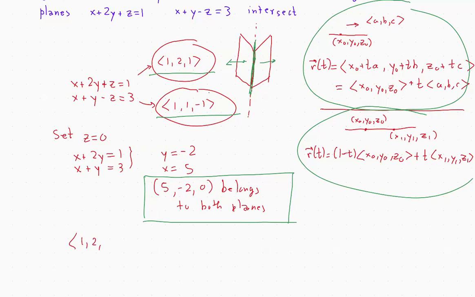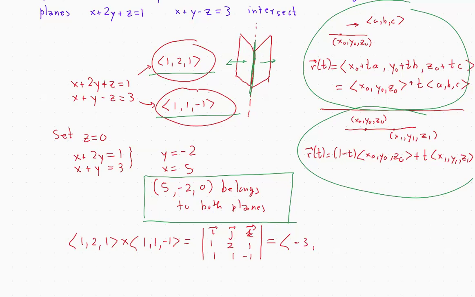So i, j, k, 1, 2, 1, 1, 1, -1. Delete first row, delete first column. You're left with a determinant 2, 1, 1, -1 on the lower right corner. That will give you -2 minus 1, that's -3. Delete first row, second column. You're left with a determinant 1, 1, 1, -1. That gives you -1 minus 1, that's -2.